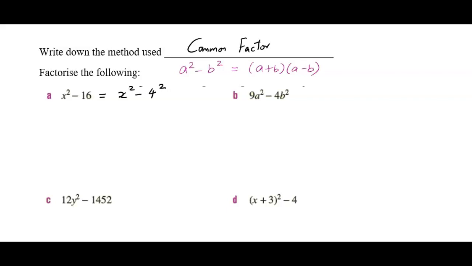So with my a being x and my b being 4, this expression is going to factorize in the format of x plus 4 times x minus 4, right? And that completes that question there.